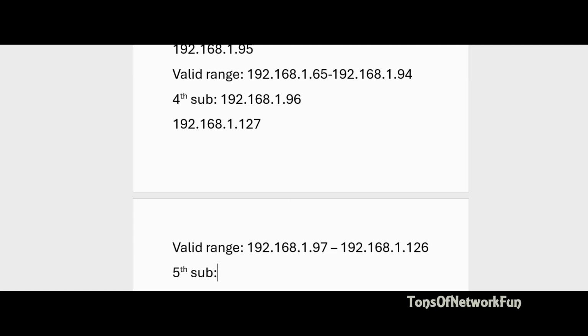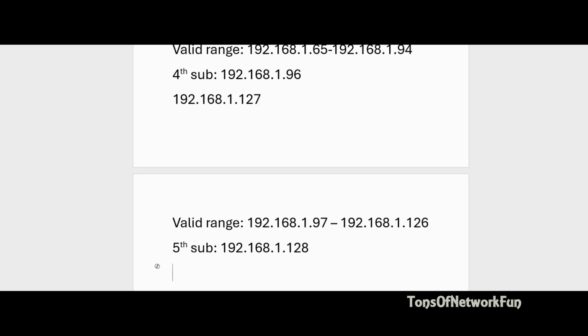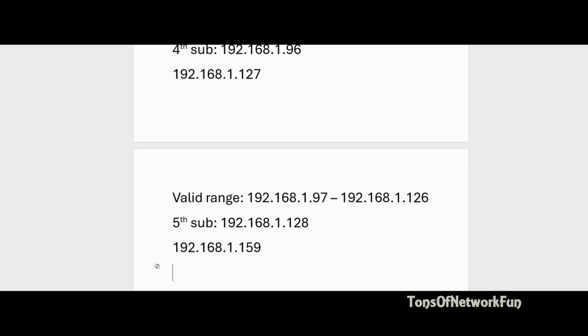Next one, the fifth one, will start at 192.168.1.128, and that broadcast ID will be 192.168.1.159. It will be 128 plus 32 is 160, minus 1 is 159. Valid range here is 192.168.1.129 until 192.168.1.158.